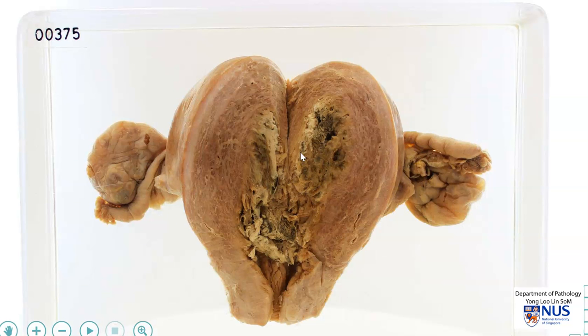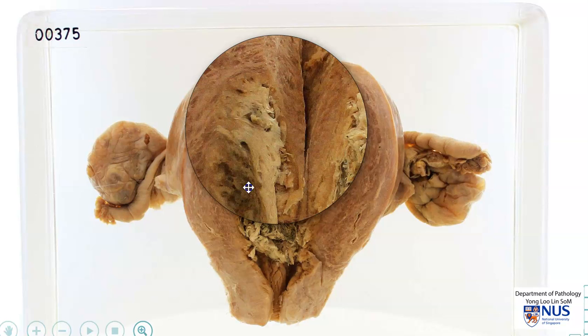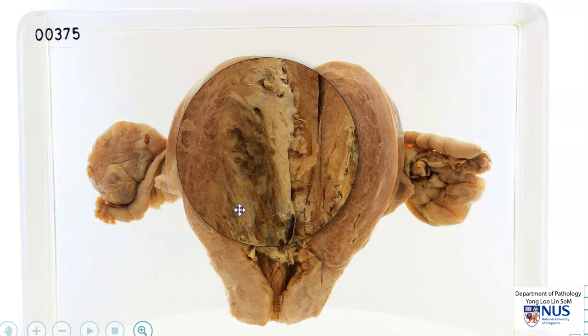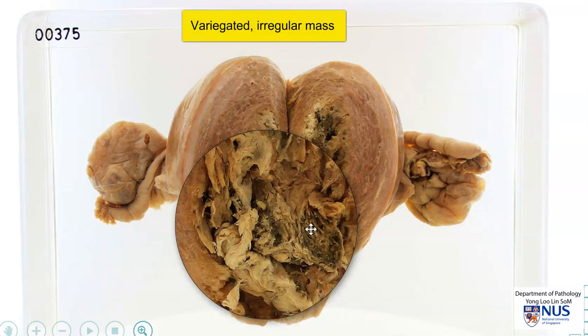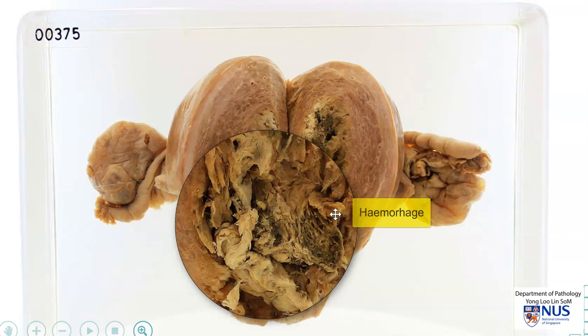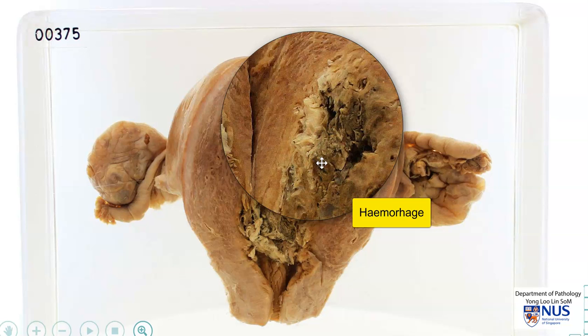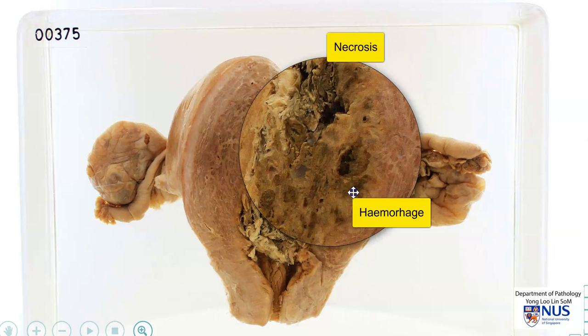The other main pathology is seen with this very irregular mass in the endometrial cavity, and part of it also appears to be infiltrating into the wall of the uterus. This is an irregular mass which appears quite variegated. We can see these dark, almost blackish areas which represent areas of hemorrhage, and we can see these extremely pale areas which are likely to represent areas of necrosis.